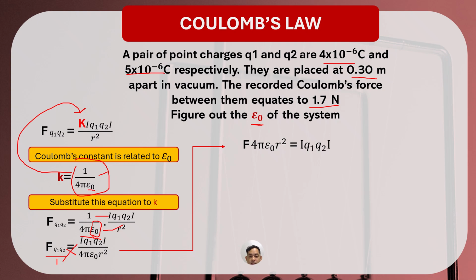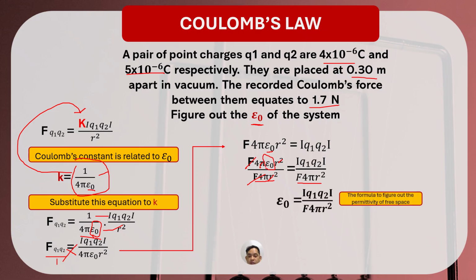Next, we will isolate the epsilon naught. We will retain the epsilon naught on this side of the equation by dividing both sides by force times 4 pi r squared. We can cancel 4 pi r squared. And if you notice, we retain the epsilon naught because that's the target. So we can have this formula, the formula to figure out the permittivity of free space.